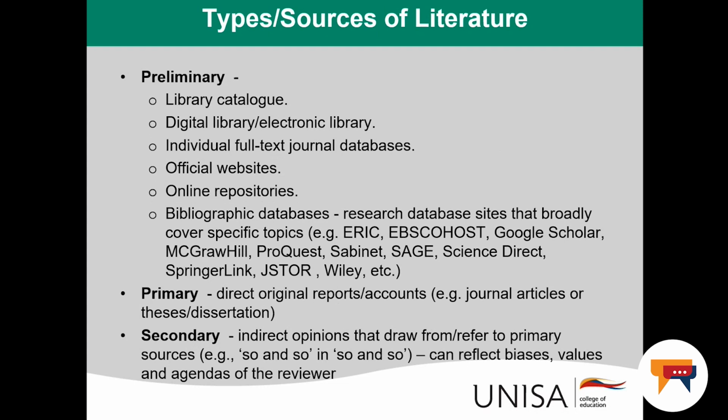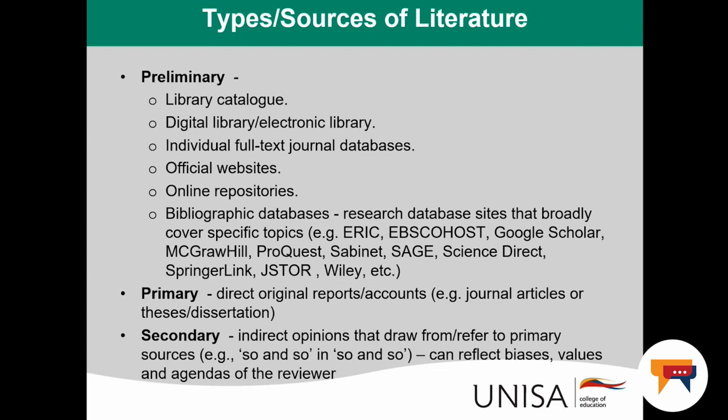Types of sources of literature. Preliminary sources: library catalog, digital library, electronic library, individual full text, journal database, official website, online repositories, bibliographies, databases, research databases, sites that broadly cover specific topics. Google Scholar, Sabinet, Sage, ScienceDirect, SpringerLink, etc. These databases will help you to get a good literature review. They are the databases that are in the library at an institution.